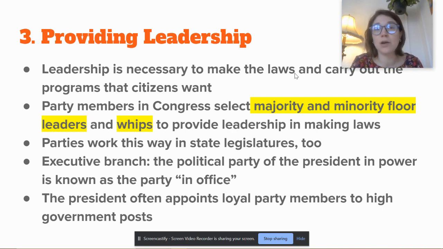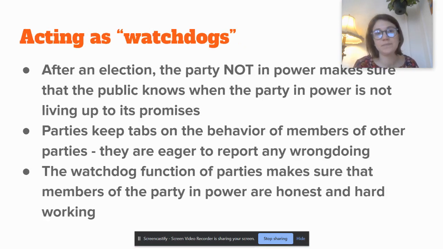They'll also create whips. Whips are the people who are in charge of whipping up the votes, getting people on task. Parties also work this way at state legislatures. When we look at the executive branch, the political party of the president in power is known as the party in office. Right now, President Trump is Republican, so we would say this is a Republican White House. And the president will often appoint loyal party members to government posts, like cabinet positions.